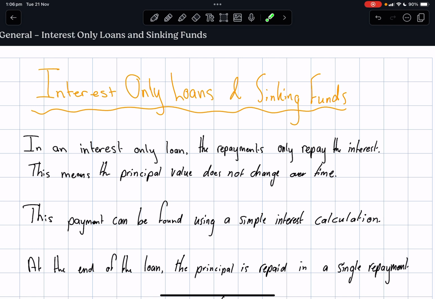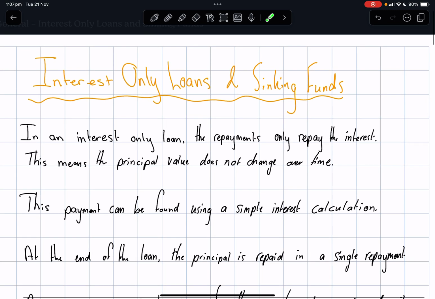So in an interest only loan, the repayments only repay the interest that the loan generates. So every month or every fortnight interest is calculated, and what happens is you pay off just that interest, which means the principal value does not change over time. Now, this payment can be found using a simple interest calculator, so that's nice and simple. And at the end of the loan, the principal is repaid in full as a single repayment.